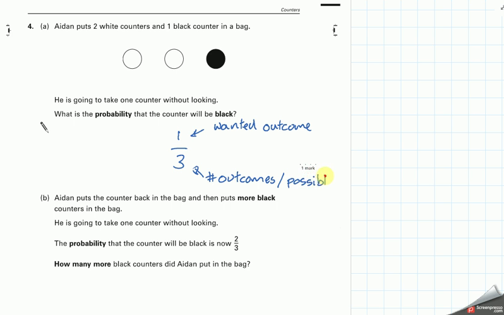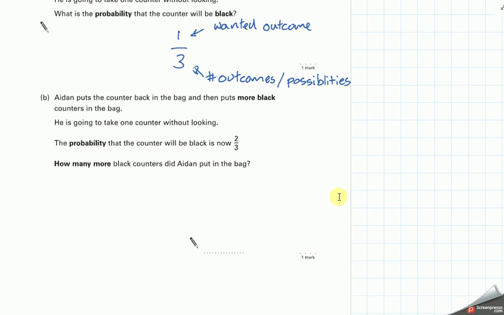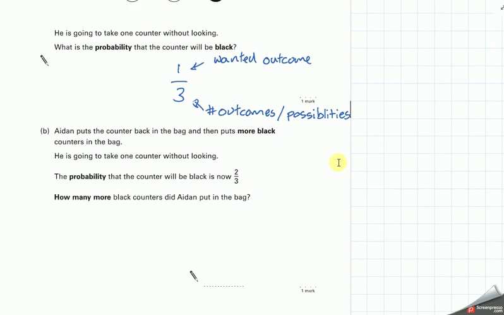Okay, he puts a counter in the bag and puts more black counters in the bag. Possibilities. Yeah, that's right. Aidan puts the counter back in the bag and puts more black counters in. He's going to take another counter without looking. The probability it is black is now going to be 2/3.